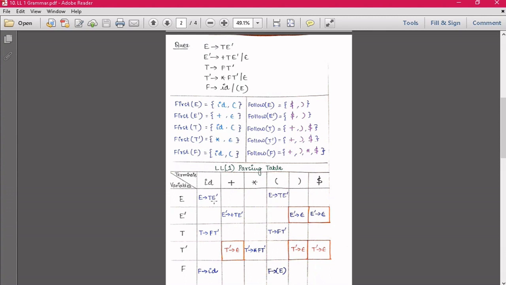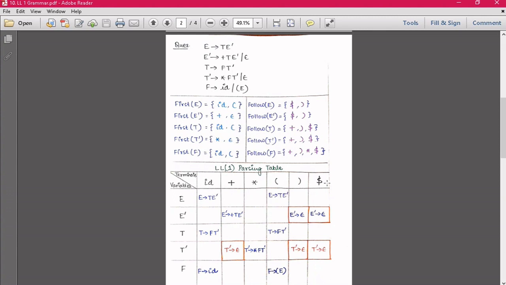Now pick E dash. So you will pick E dash from here, and you will take this plus terminal. So E dash and plus. So this is the cell where it will be mapped. So you will map this production here. Okay. Now, as you can see, epsilon is also there, but for epsilon, there is no entry in the table.